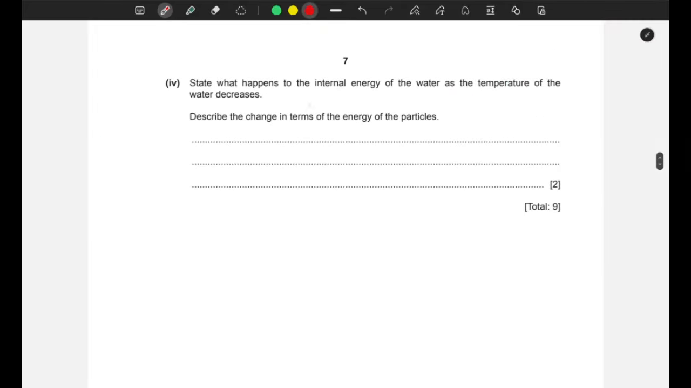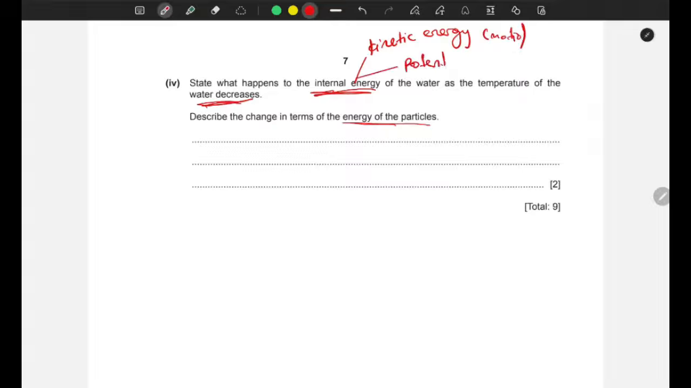State what happens to the internal energy of the water as the temperature of the water decreases. Describe the change in terms of the energy of the particles. So firstly, we have to understand internal energy. Internal energy is the energy due to the kinetic energy, or the motion of the particles, and the potential energy, depending on the position of the particles.